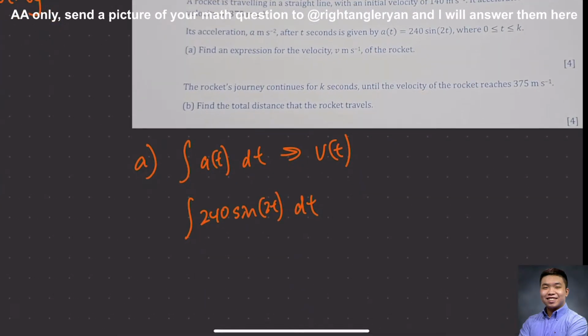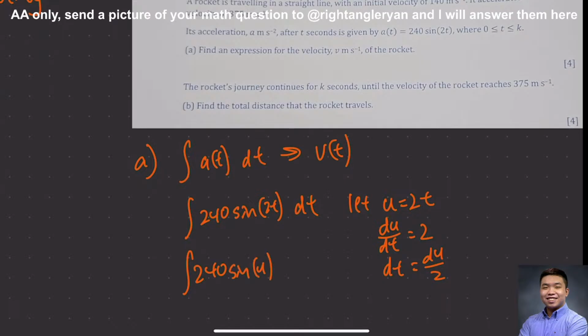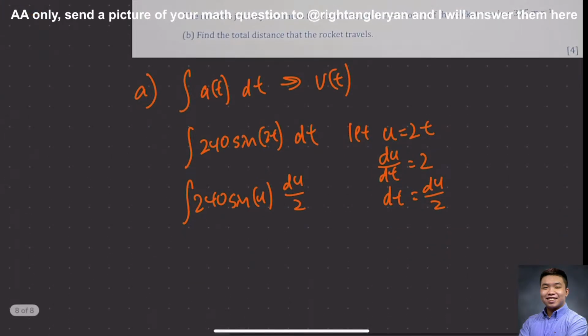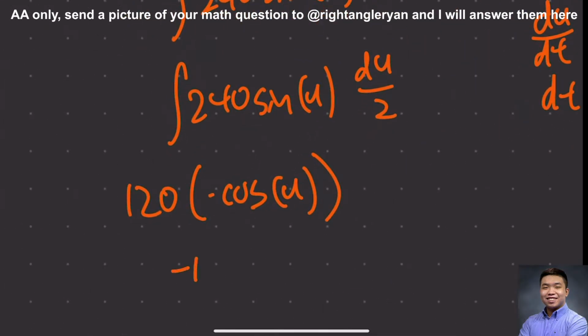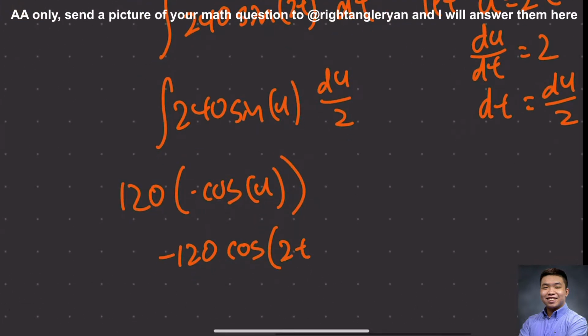So let u equal 2t. So du over dt will be equal to 2, so dt is du over 2. Now I can integrate 240 times sine u and then du over 2. I can take out the 120. Sine becomes negative cosine, so times negative cosine u, right? So then it's going to be negative 120 cosine u, replaced back with t, so 2t, like that.